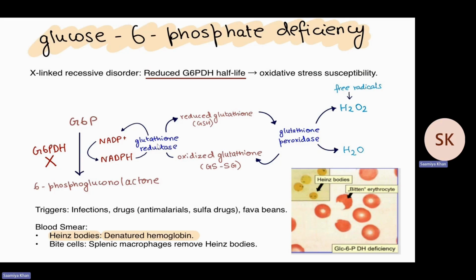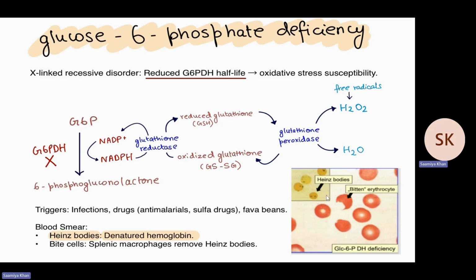So glutathione reductase will utilize this NADPH to convert the oxidized glutathione back to reduced glutathione. And this is the cycle, and that's why this enzyme becomes necessary, because if there's no enzyme, there's no NADPH, and if there's no NADPH, it becomes hard for the oxidized glutathione to come back to the reduced glutathione. That is why this is really important, and that's why infections, drugs, antimalarials, sulfa drugs, fava beans, everything that is causing oxidative stress in our body is going to trigger this.